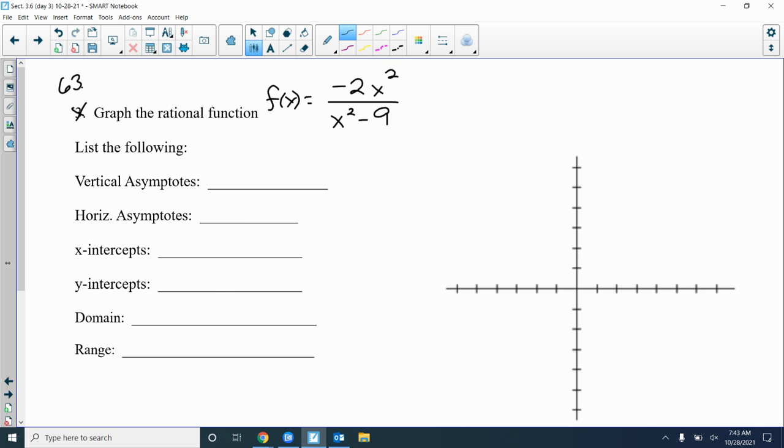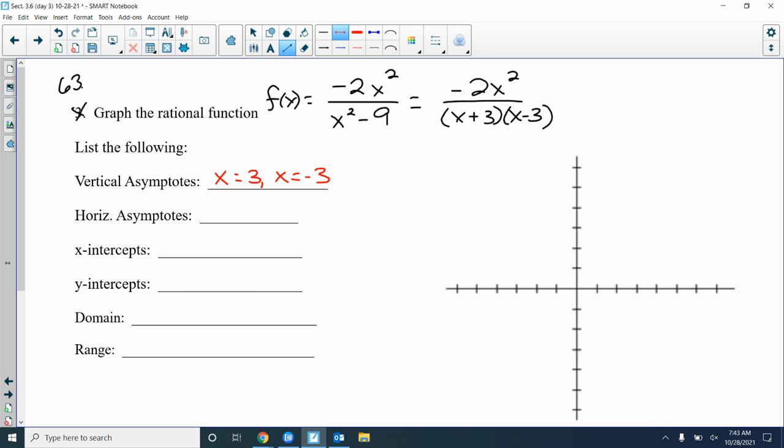All right, what's the denominator? Tim, factor it. X plus 3 and x minus 3. So what are my vertical asymptotes? 3 and negative 3. All right, good. X equals 3, x equals negative 3. I'm going to draw those in there now. So 3, got that one. Negative 3.